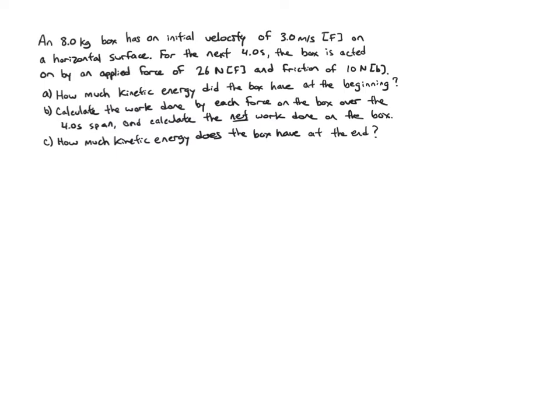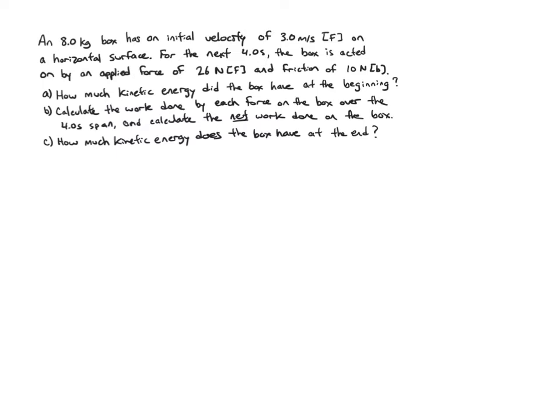I'm going to show you a sample problem here. All right, so it says an 8 kilogram box has an initial velocity of 3 meters per second forward on a horizontal surface. For the next 4 seconds, the box is acted on by an applied force of 26 newtons forward and friction of 10 newtons backwards. A, how much kinetic energy did the box have at the beginning? B, calculate the work done by each force on the box over the 4-second span and calculate the net work done on the box. C, how much kinetic energy does the box have at the end?